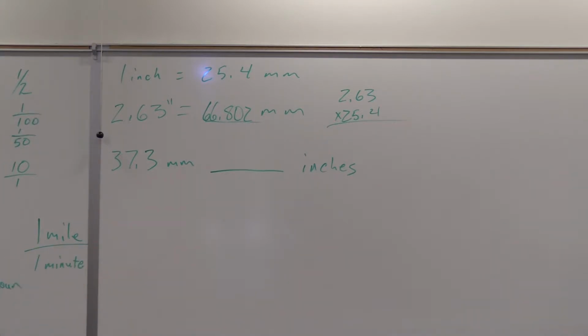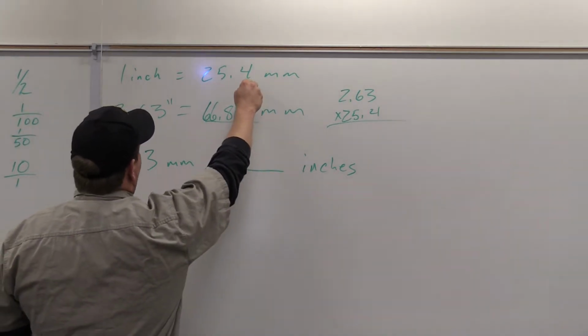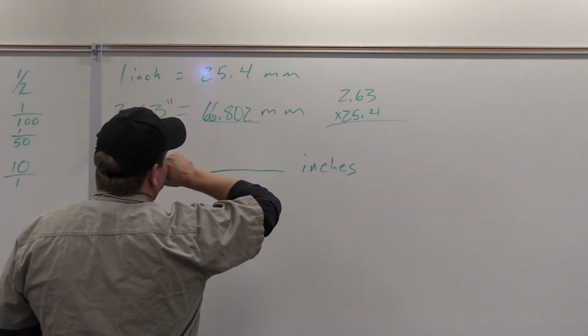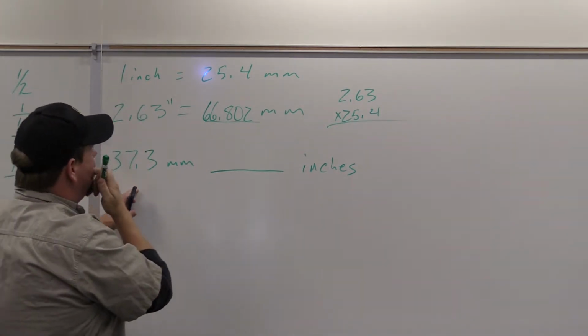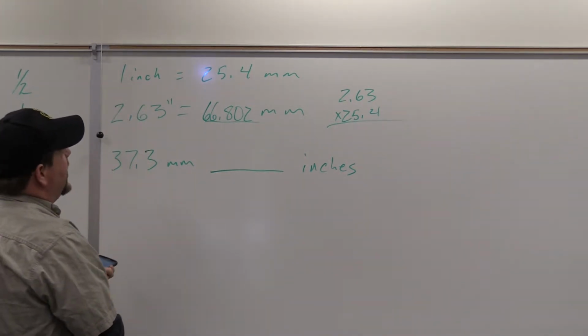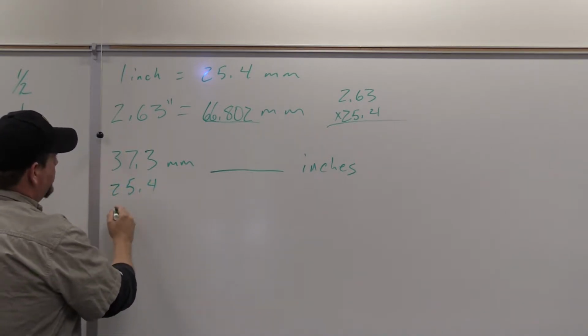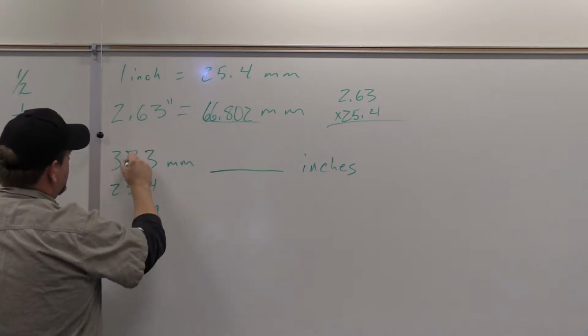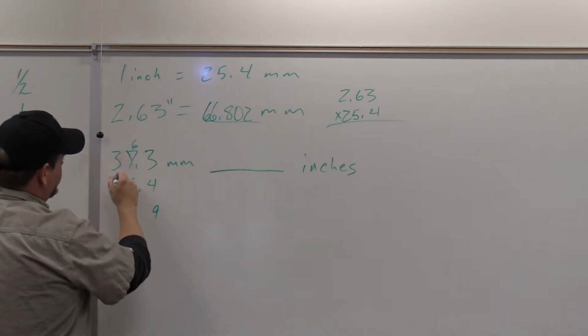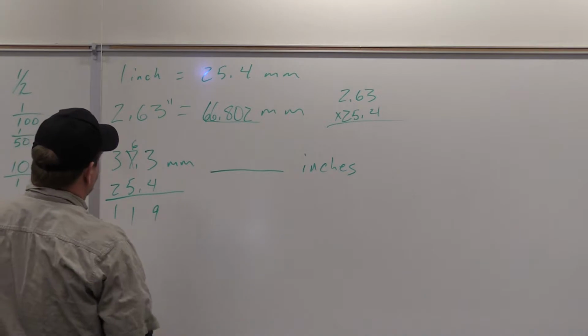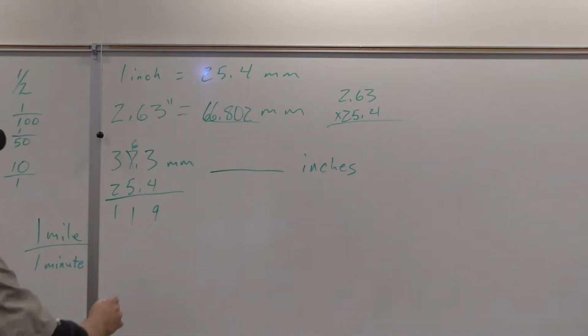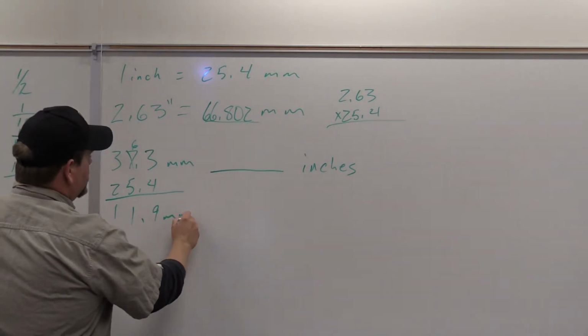Now let's go the opposite direction. We have millimeters and we're going to convert it to inches. Well, we know what 1 inch is. 1 inch is 25.4. So how do we get here? I mean, we know it's 1, but then if we just plainly subtracted it, we would have roughly 11.9. But that still doesn't tell us.